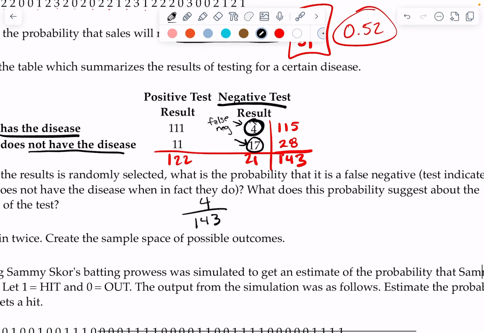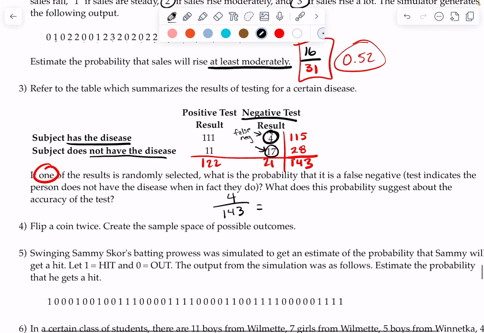What does this probability suggest about the accuracy of the test? If I do that as a decimal, that is 0.03 or 0.028, I guess. We can go 0.28, whatever. That's like less than 3%. I think that's okay. I mean, typically you want no false negatives and no false positives, but no test is 100% positive, and that's a pretty low number of false negatives.